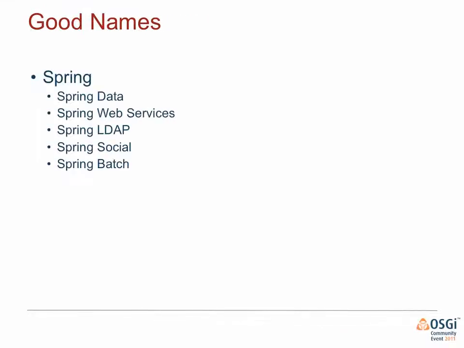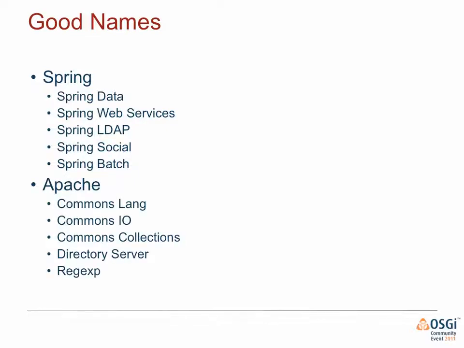So here's a bunch of good names which people have. Spring Data, Spring Web Services, Spring LDAP, Spring Social, Spring Batch. All of those things you could probably take a guess at what they do, even if you didn't actually use those things before. Apache generally has good names as well. Commons Lang, Commons IO, Commons Collections are all Java-defined libraries. Apache Directory Server is an LDAP-based server, and Apache Regexp provides regular expression processing. All of these things you probably immediately know what they are from the name.